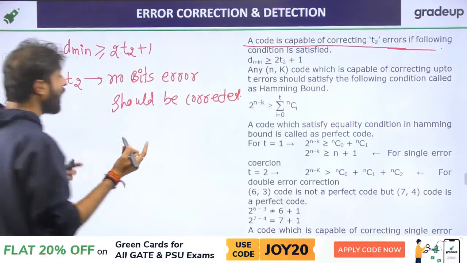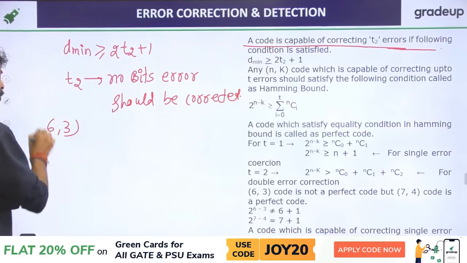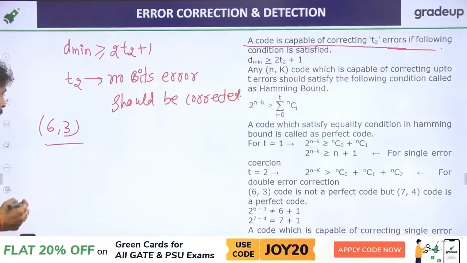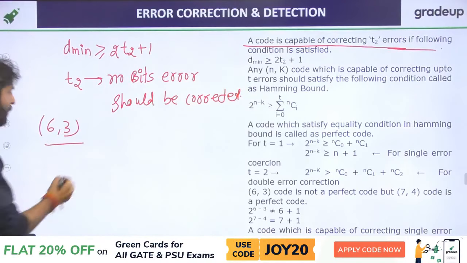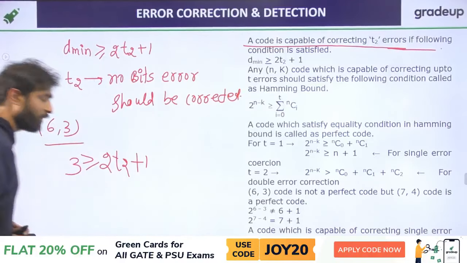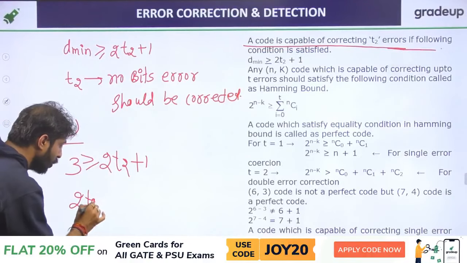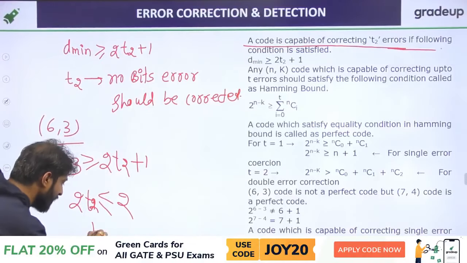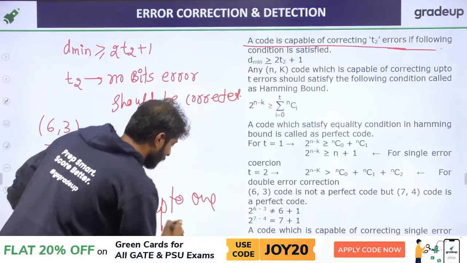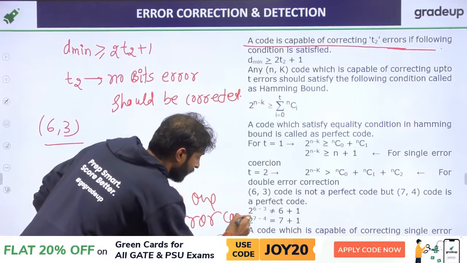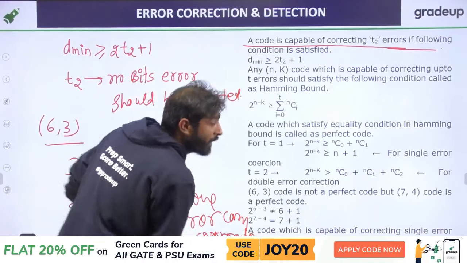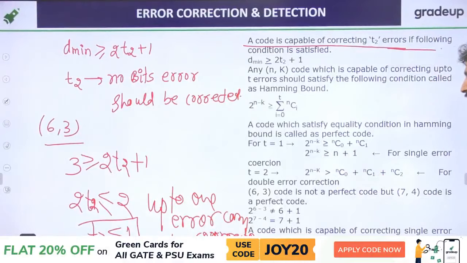So for the above code, that is called 6,3 code. Yes, Lavanya, correct. If you want to find out for the 6,3 code, what is the value of D minimum? Sir, D minimum is 3. Is greater than equal to 2 T2 plus 1. So we can write 2 T2 is less than equal to 2, or we can say that T2 is less than equal to what? 1. So up to 1 error can be corrected. So 2 errors can be detected, but only 1 error will be corrected, right? That is the condition, right?